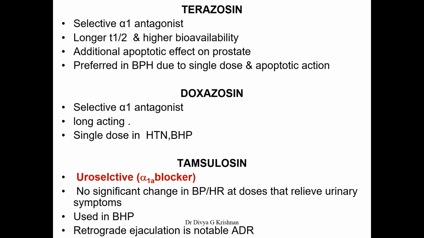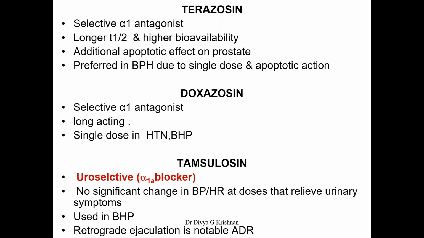Now the question comes: can we prescribe terazosin and prazosin for BPH? Yes, you can definitely prescribe both, but these drugs will have an effect on the BP and heart rate also when you're prescribing them for BPH. So if you have a patient who has BPH and his blood pressure is quite normal, you can prefer to prescribe tamsulosin because it will act only on the bladder and will have no effect on the blood pressure and the heart rate.